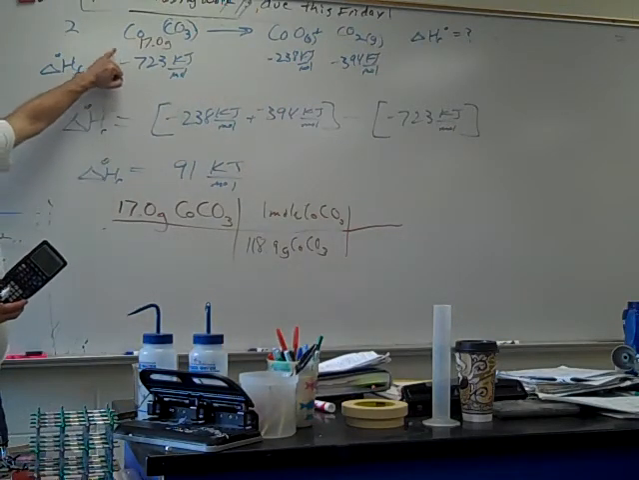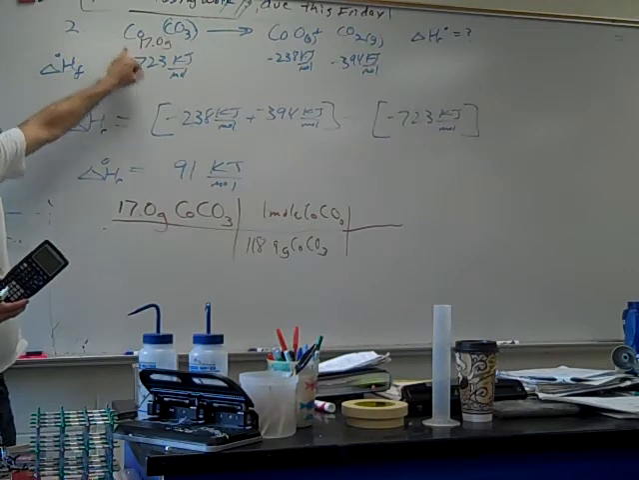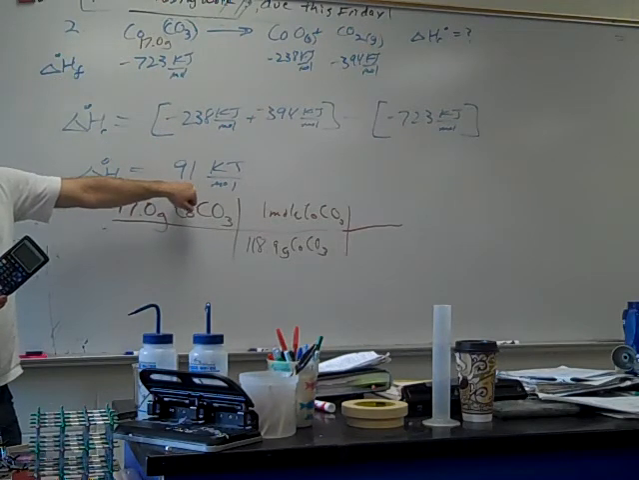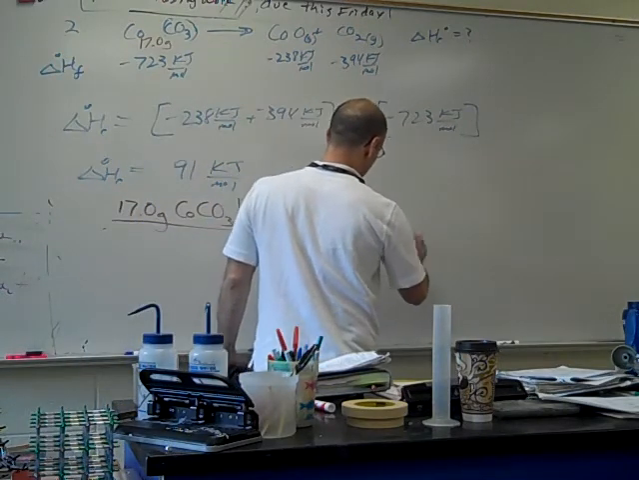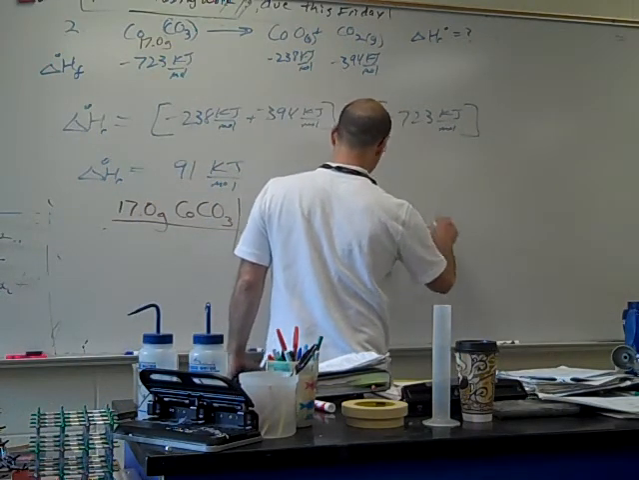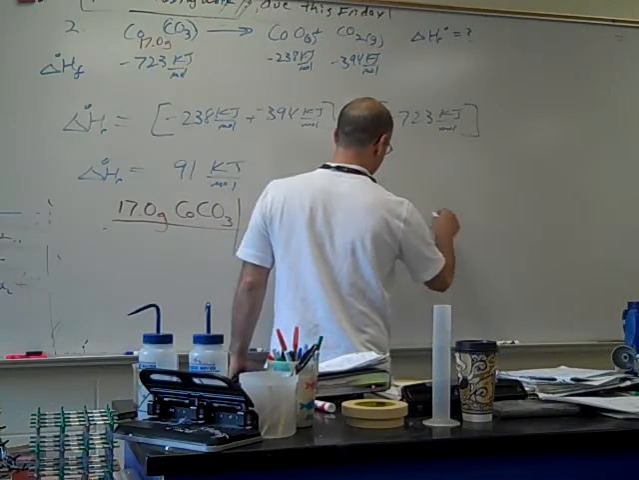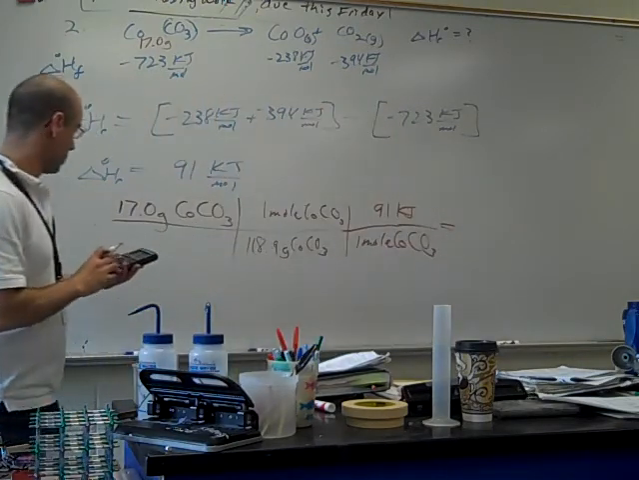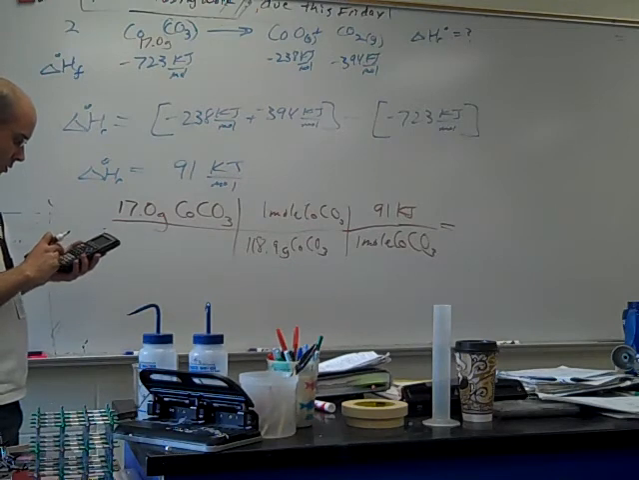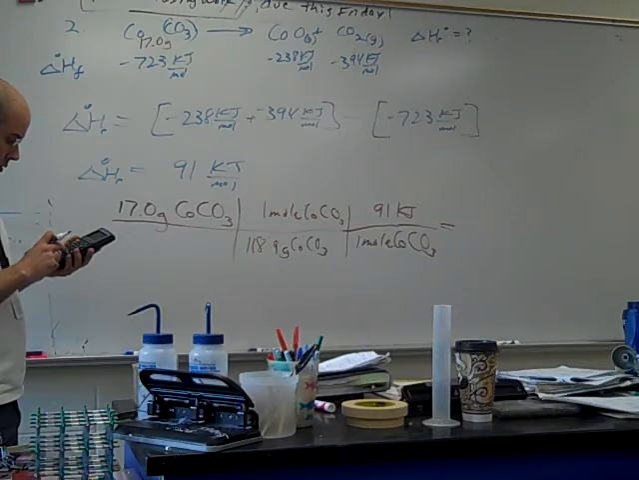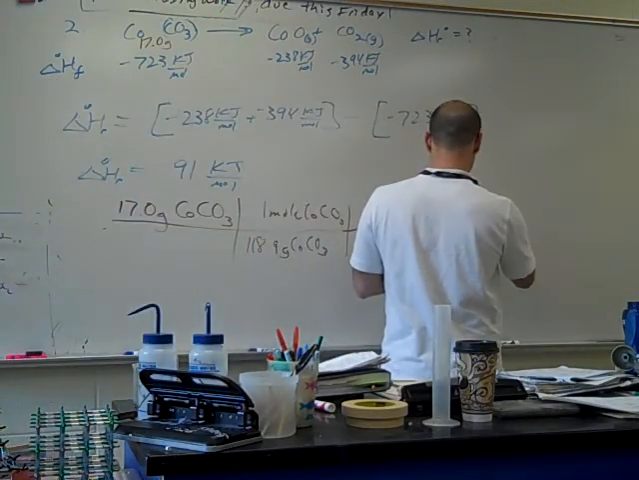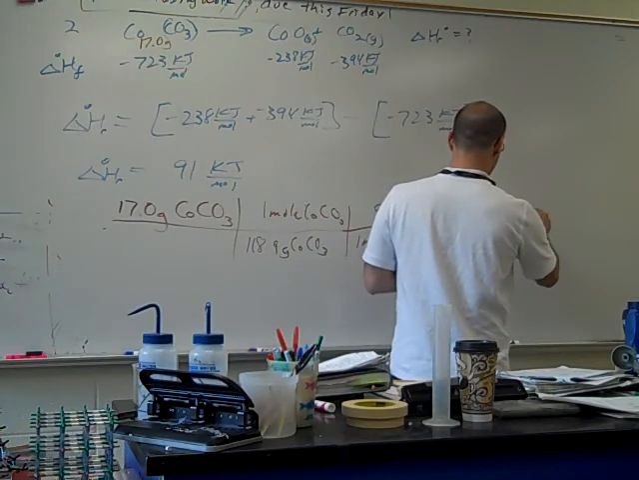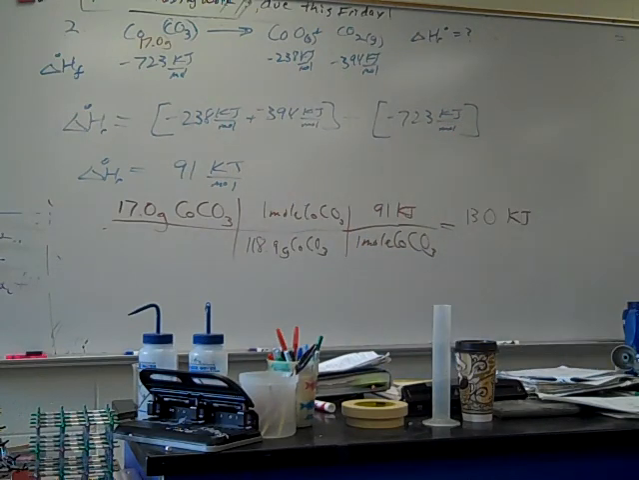And then for every 1 mole of cobalt carbonate, I'm going to need that much heat. So for every 1 mole cobalt carbonate, I will need 91 kilojoules of energy. So my answer, which is pretty darn close to the page, 13.0 kilojoules of energy are needed to start the reaction.